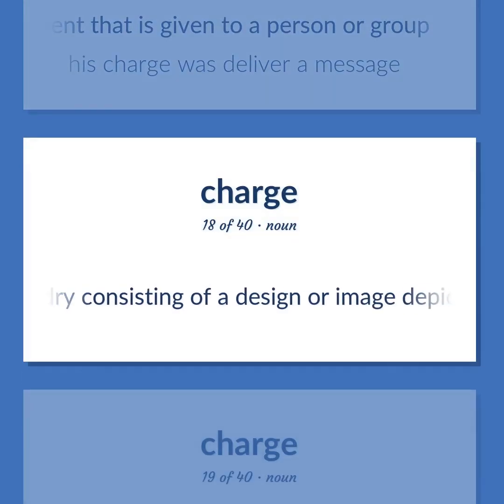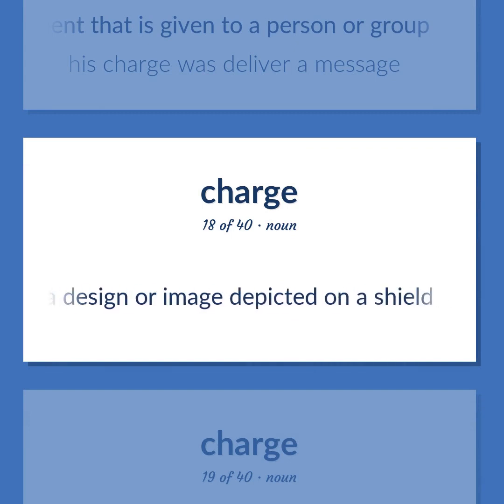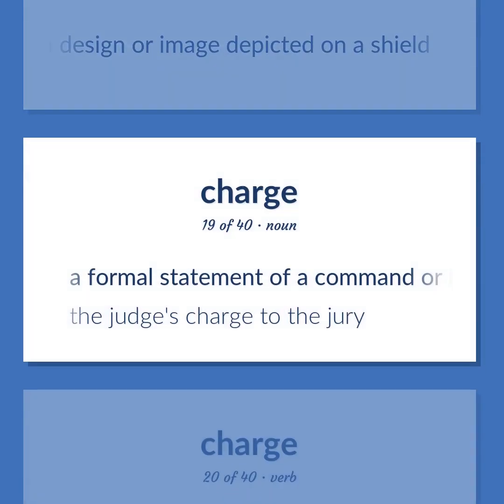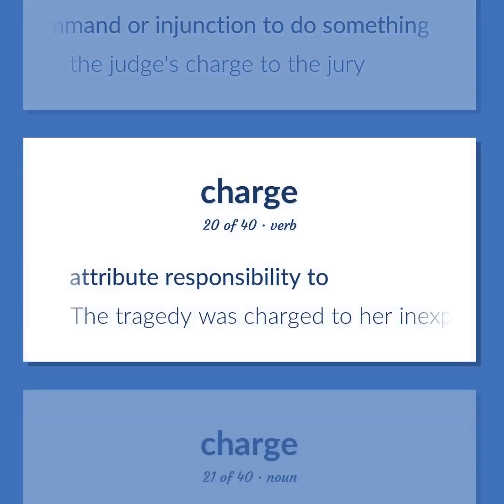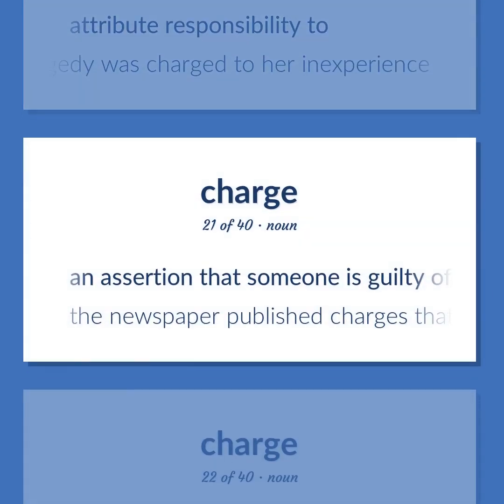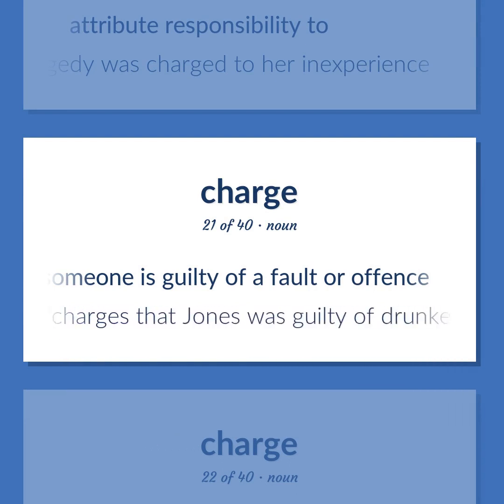Heraldry, consisting of a design or image depicted on a shield. A formal statement of a command or injunction to do something. The judge's charge to the jury. Attribute responsibility to. The tragedy was charged to her inexperience. An assertion that someone is guilty of a fault or offense. The newspaper published charges that Jones was guilty of drunken driving.